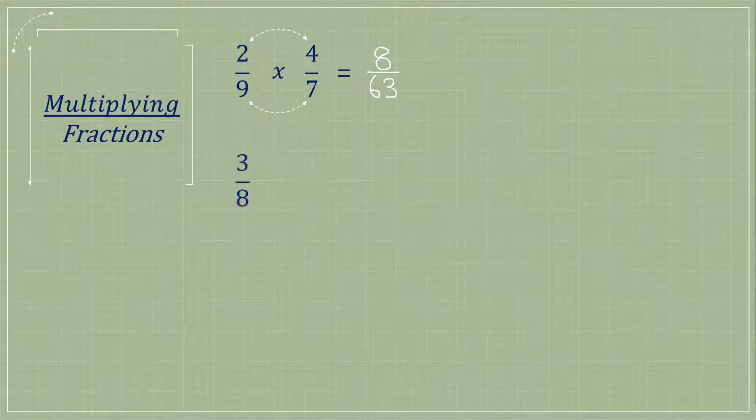3 over 8 times 9 over 11. 3 times 9 is 27, and 8 times 11 is 88.